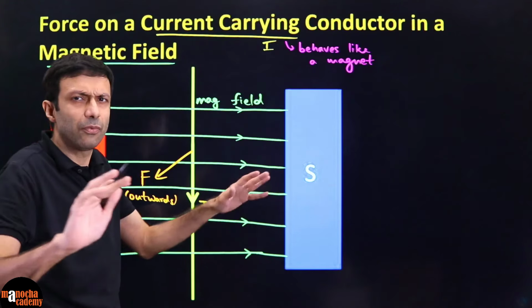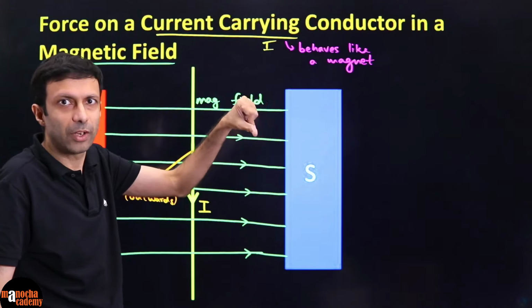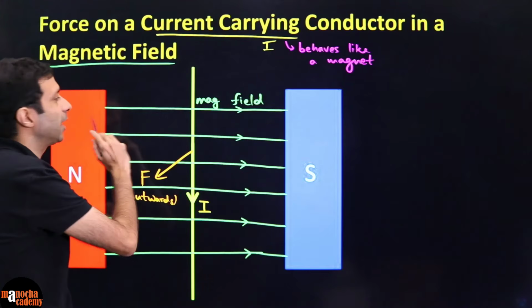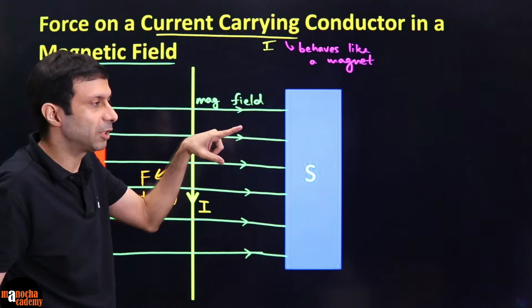So what is the trick here? Very simple trick. Don't operate all the three fingers together. Go one by one so that you don't get confused. Magnetic field, we said forefinger represents magnetic field.